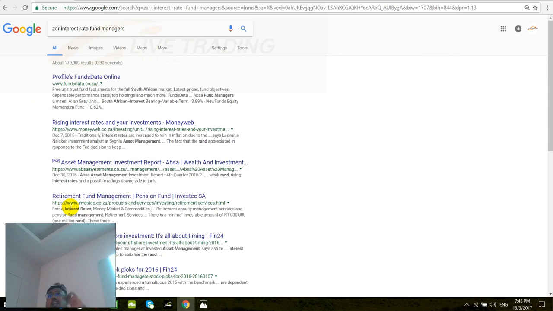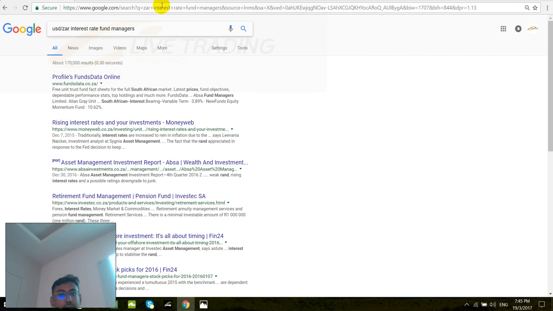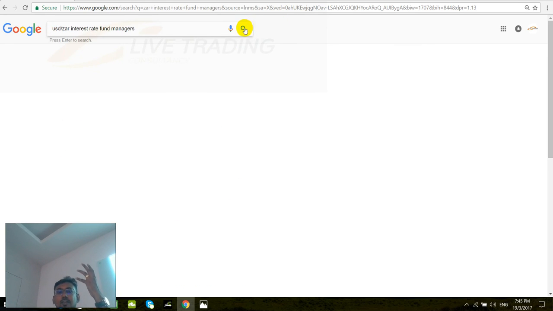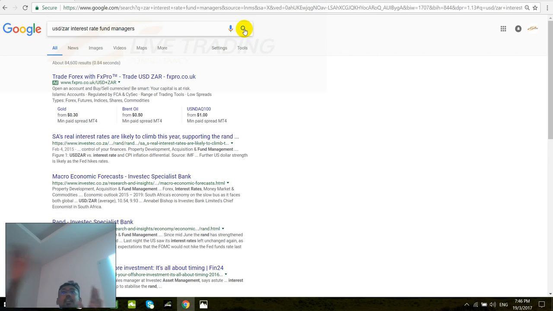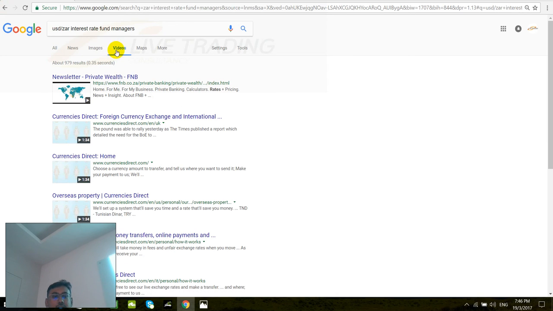You can go back home and check on Google, ZAR, probably USDZAR is better. It's extra knowledge, where you will not come across this kind of information. This is how they protect their fund. You can check the macroeconomic forecast, a lot of things, the rand and your offshore investment. It's all about timing. Okay, let's read this. Actually, we can watch a video. Let's see whether we've got a video.